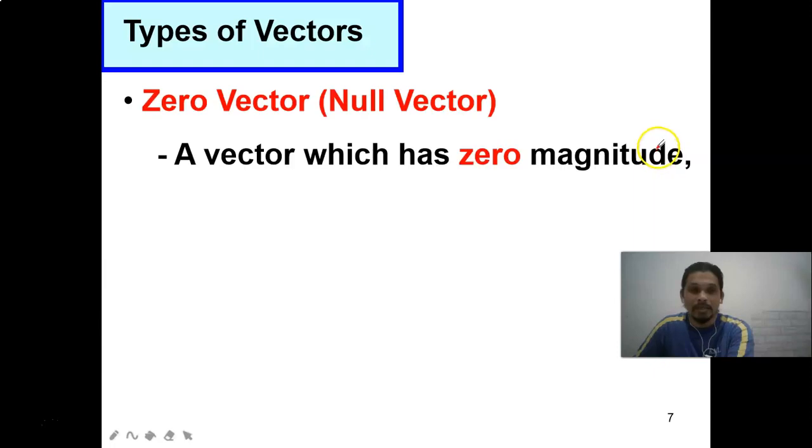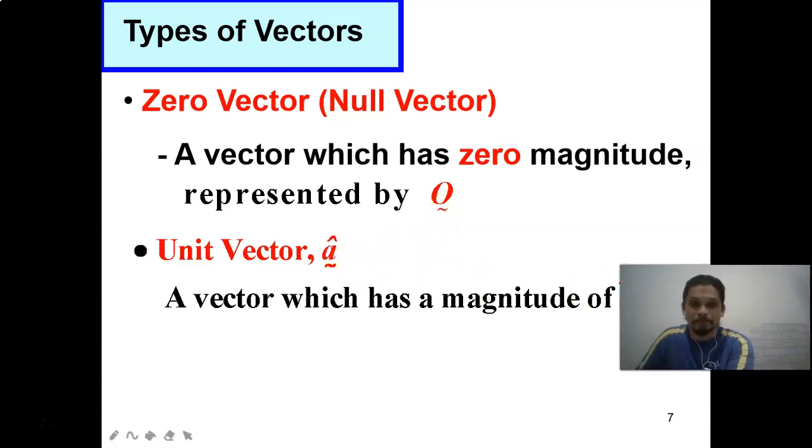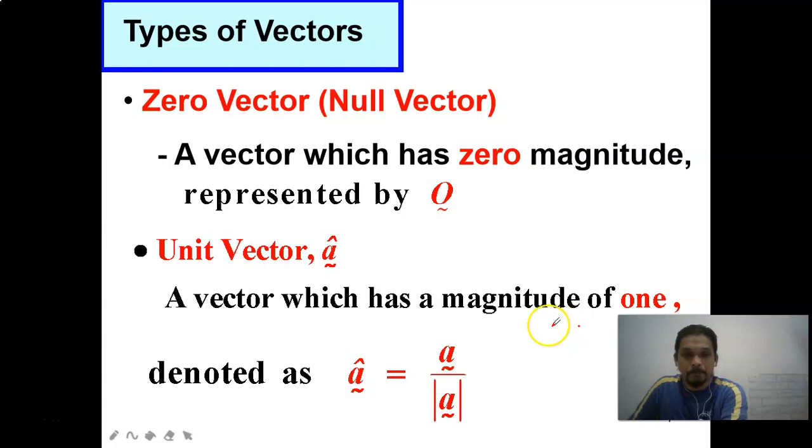Okay, types of vectors. Zero vector, null. A vector which has a zero magnitude is represented by vector O, with a curly sign, and vector A. Unit vector, a vector which has a magnitude of 1, denoted as unit vector A, equal to vector A divided by the absolute value, or the length, of vector A here.